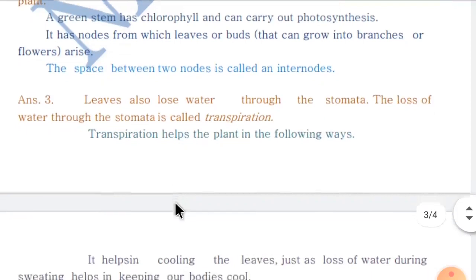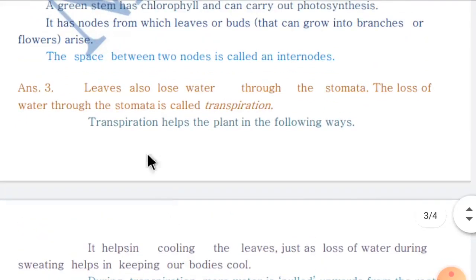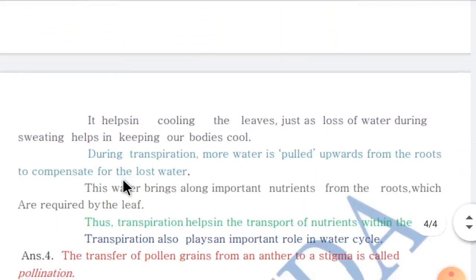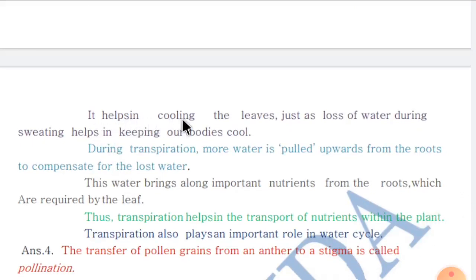Let's see the next. What is transpiration and how does it help the plant? So leaves also lose water through the stomata. The loss of water through the stomata is called transpiration. Transpiration helps the plants in the following ways. It helps in cooling the leaves just as loss of water during sweating helps in keeping our bodies cool.